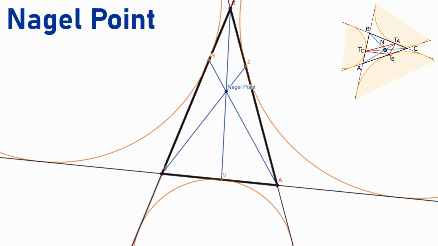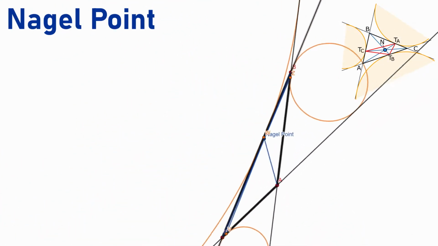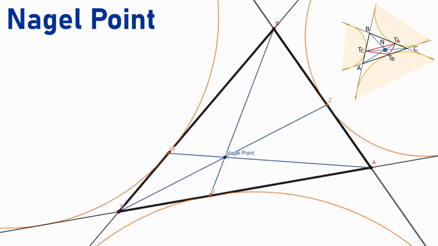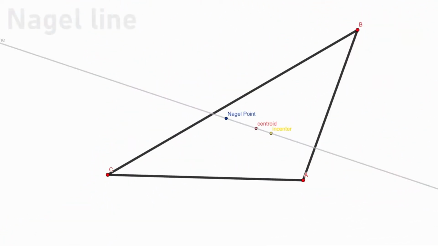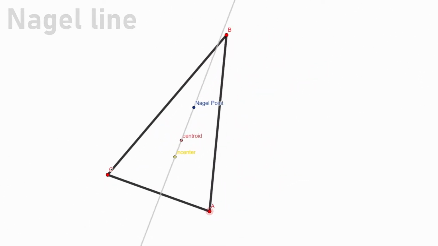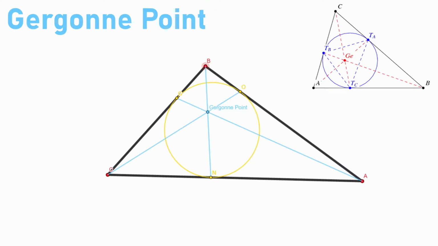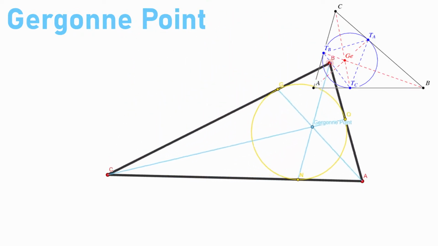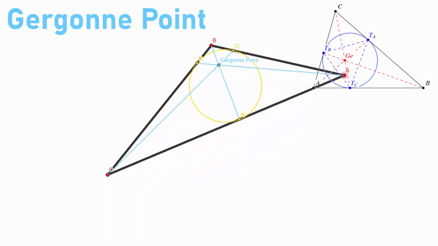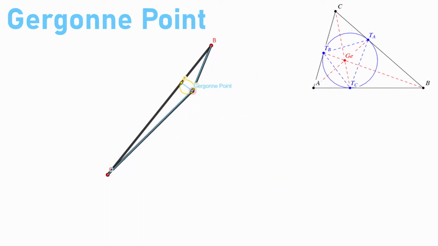This is the Nagel point. It is formed by the intersection of the three lines that connect each corner to where the opposite excircle touches the triangle. The incenter, the centroid, and the Nagel point form a line called the Nagel line. The Gergonne point is similar to the Nagel point, but for the incircle. It is found at the intersection of the lines from each corner to where the incircle touches the opposite side.